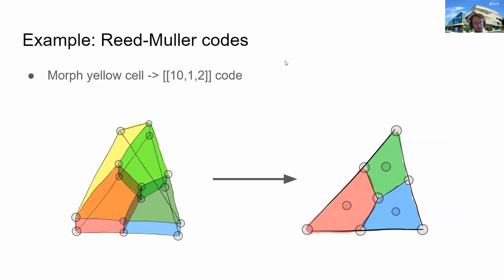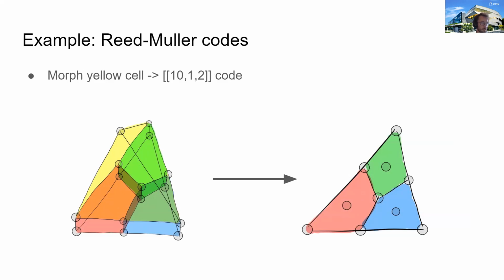So what we're going to do is we're just going to morph, for example, this top yellow cell. And if you think about this top yellow cell, it's got 8 vertices. It's actually a cube, and the code that you get when you just consider the restriction of the stabilizer group to this cell is an 832 code. And so when we do the morphing, we map these 8 physical qubits here to 3. So, we lose these, and we're getting these 3 qubits, which are shown here in the center of the faces.